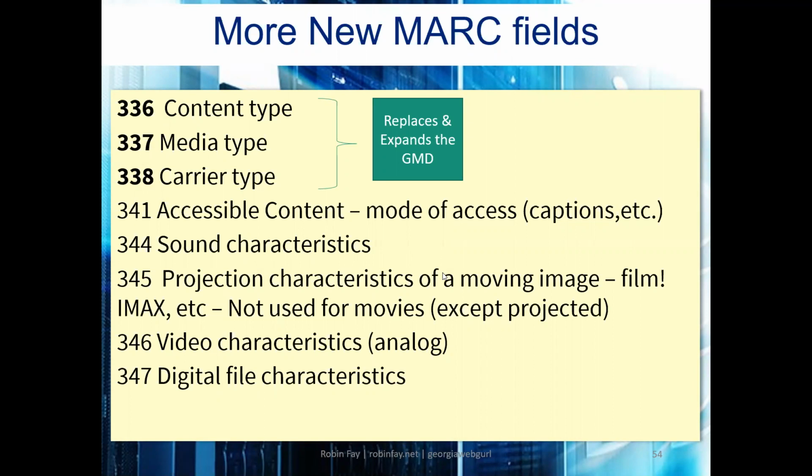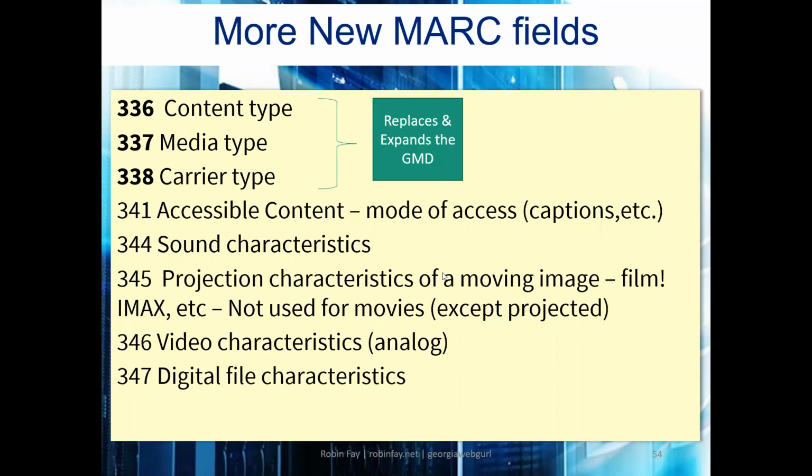And then a couple of other new fields. One of the newest fields is the 341, which is for accessible content. And this is where you can put captioning and things like that. There are some other fields to look at if you're cataloging digital content, especially digital video or other digital content; 347 would be one thing to look at. If you are cataloging VHS tapes, then you would look at the 346 because that is analog video characteristics, so that would be the place you could record that.